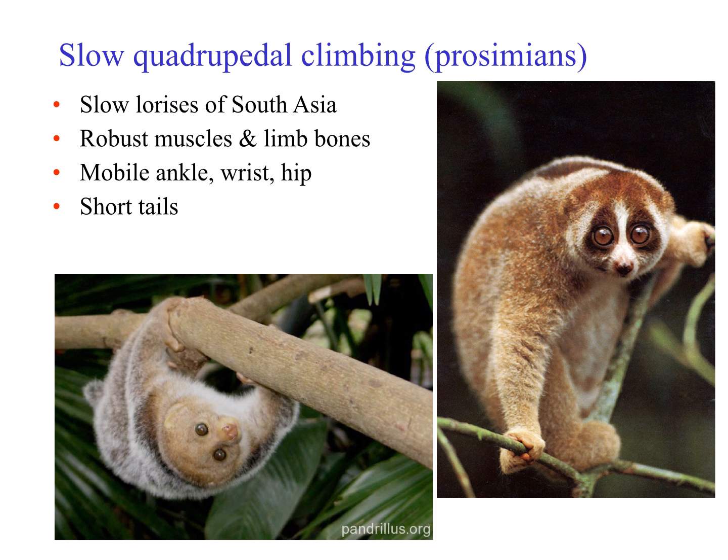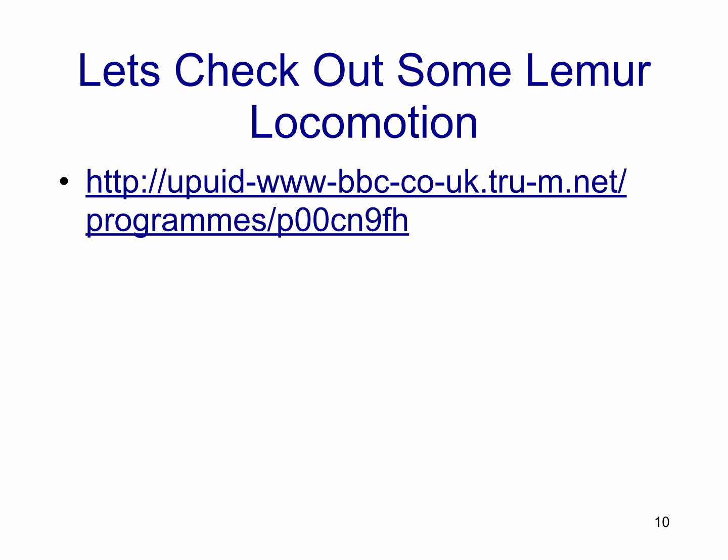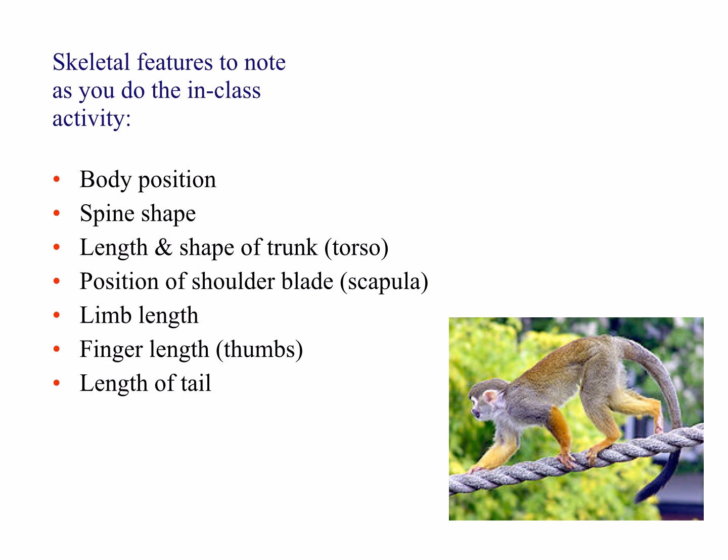Slow quadrupedal climbing. These are the lorises of Southeast Asia. They use all four legs to climb in branches. They have mobile ankles, wrists, and hips, and short tails. Vertical clinging and leaping, prosimians. They have a vertical body, which is known as orthograde posture. They push off the branch with their hind limbs, so they use their hind limbs more than their forelimbs, so they have longer hind limbs. They're able to turn in midair and land vertically. This is an example that you guys can check out on YouTube of lemur locomotion.